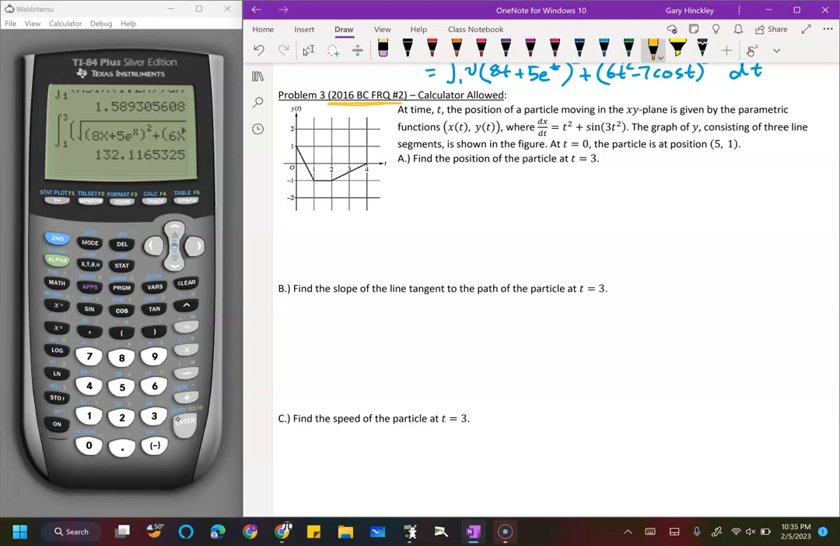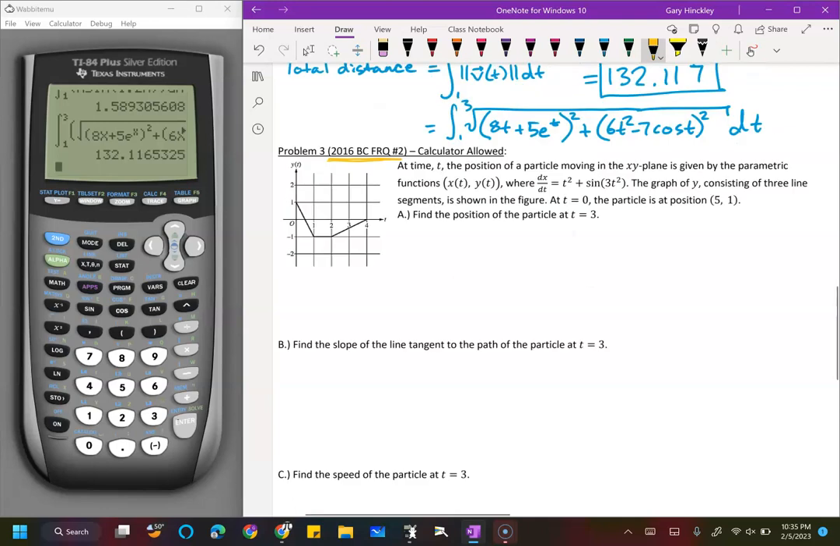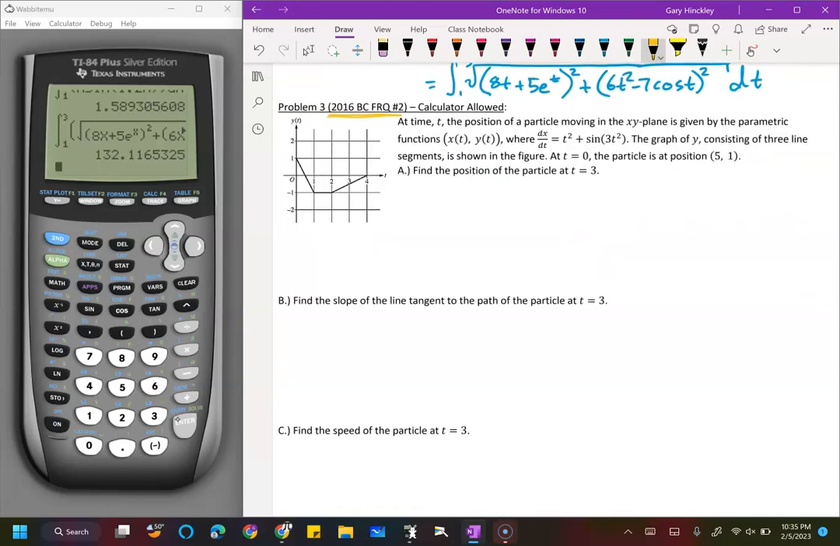And again, just like the last couple, well, at least the first one, we are given our dx dt, and that's actually all they give us. And then they say the graph of y consisting of 3 line segments is shown over here. So this is actually, we're going to be using our graph to find like the y of t and different things like that. So let's see.